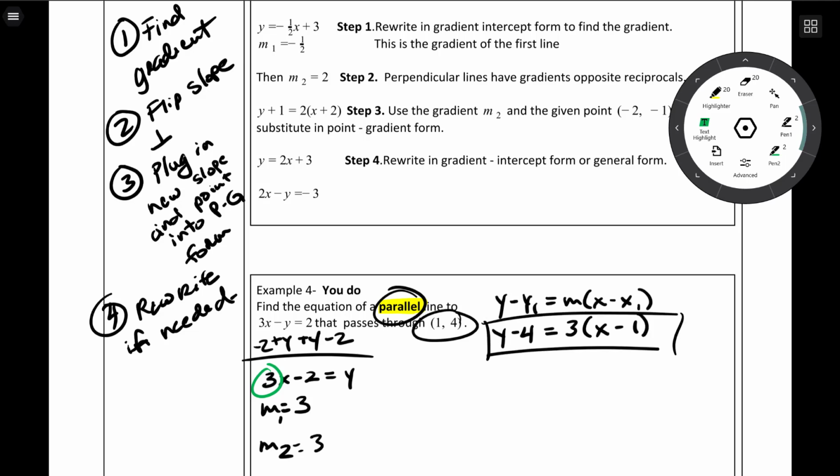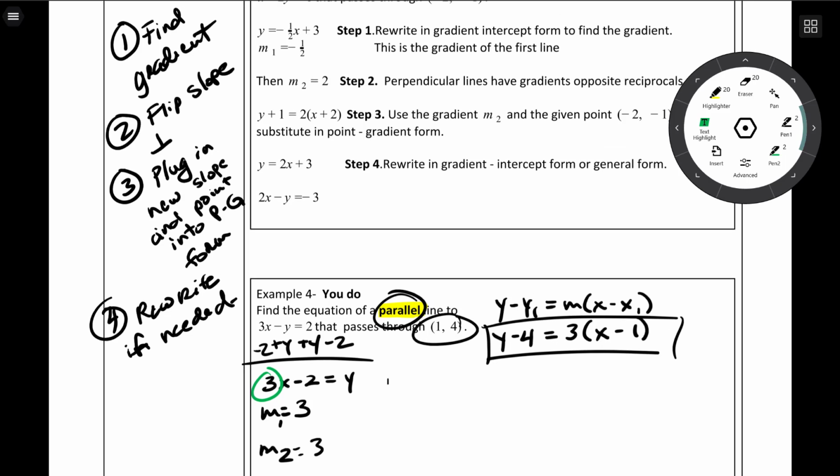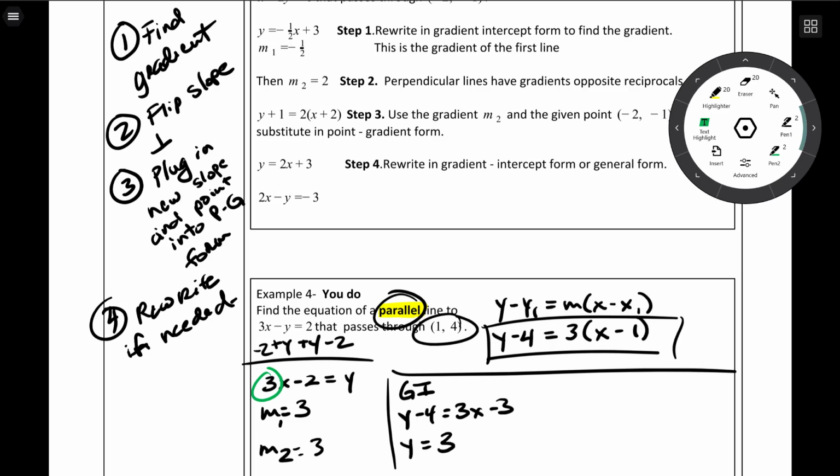But if we want to be a little bit extra, who doesn't want to be extra? Let's go ahead and be extra, and let's find it in gradient intercept form because it's easy. y minus 4 equals 3x minus 3. I'm just distributing the 3 into each term in that parentheses, and now I'm going to add the 4 to both sides. So that gives me y equals 3x plus 1. So that's in gradient intercept form, okay? And now let's talk about general form.